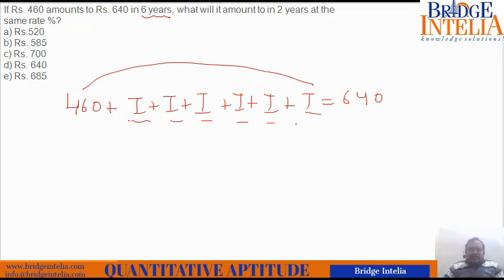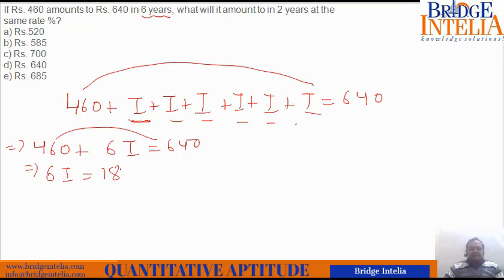So what is the interest that you are getting per year? You can easily find that out. So let's see. 6i is equal to how much? If you take this side, 180, I is equal to 30. So you are getting an interest of 30 rupees per year. Per year you are getting this much.